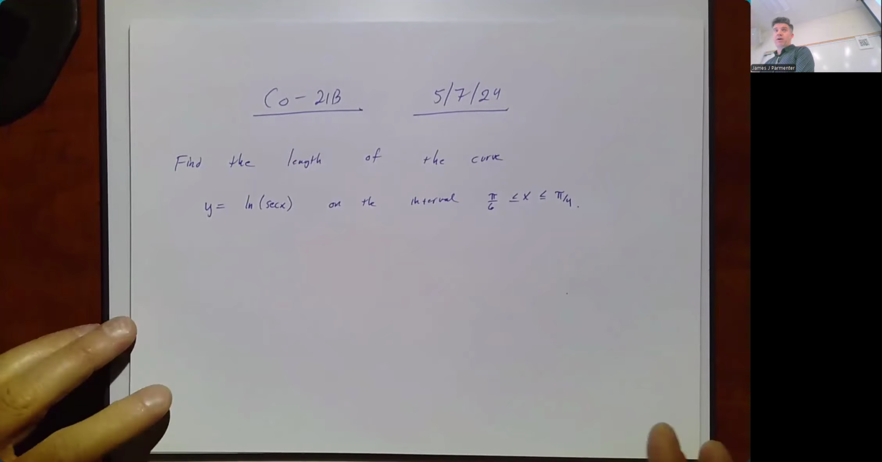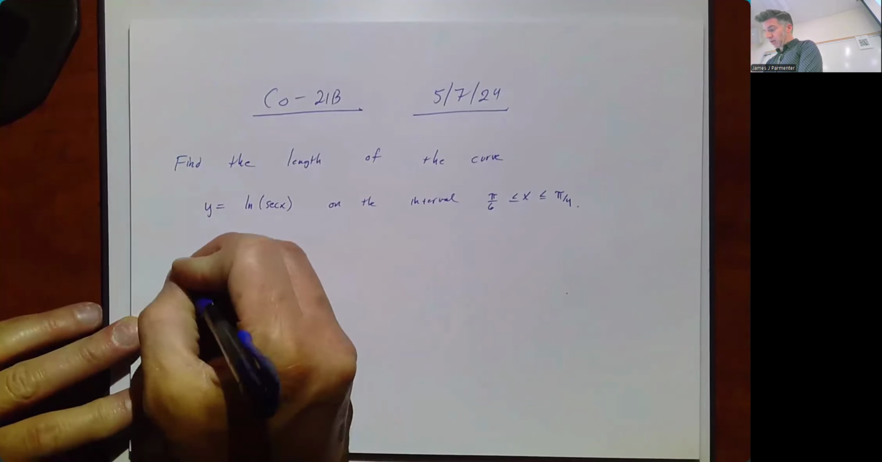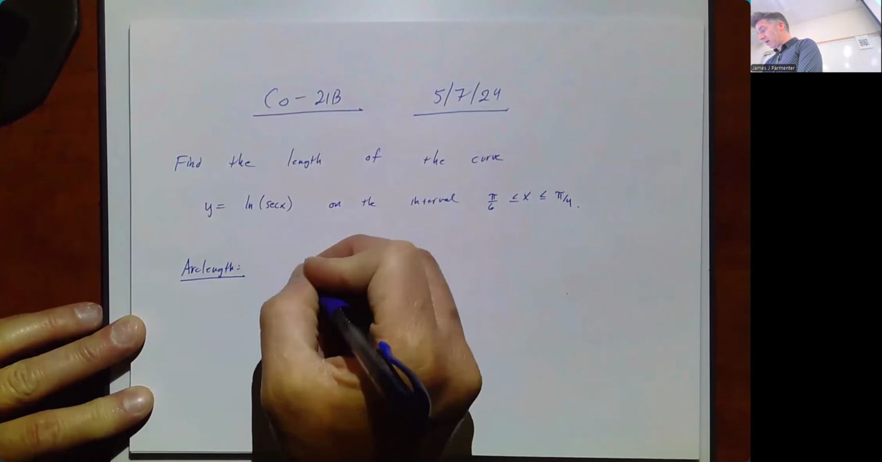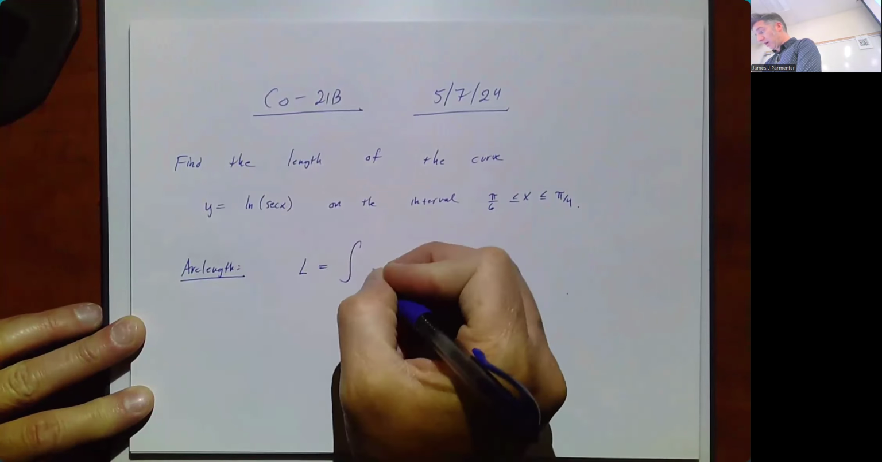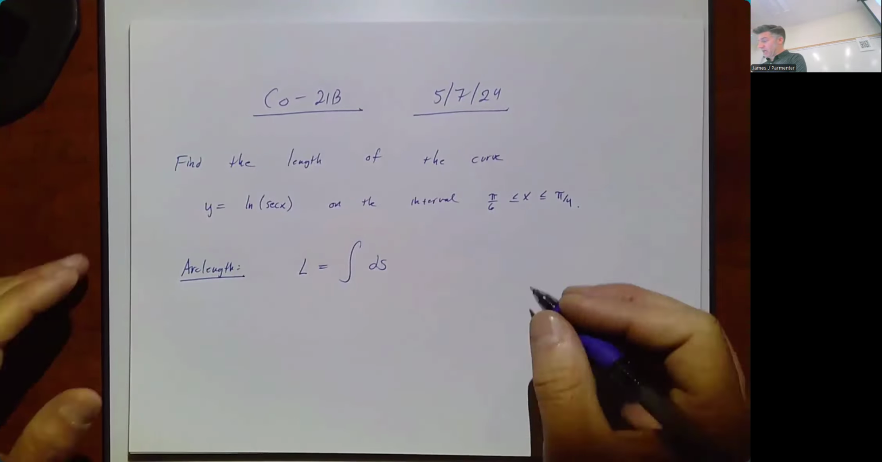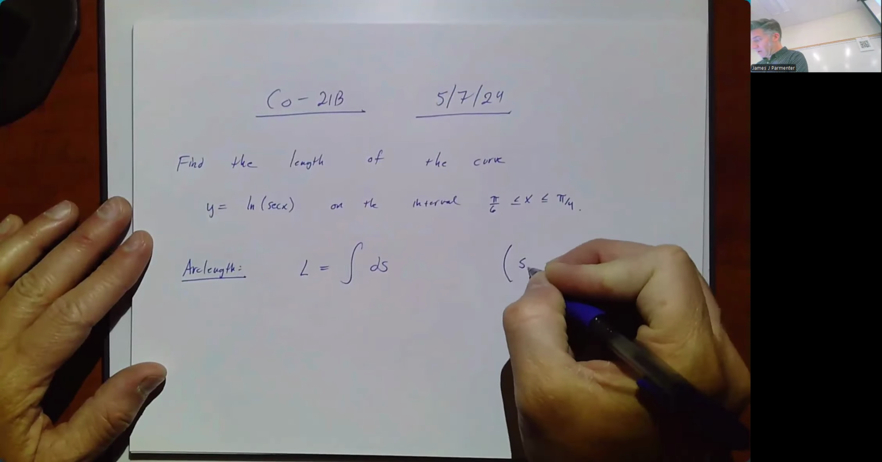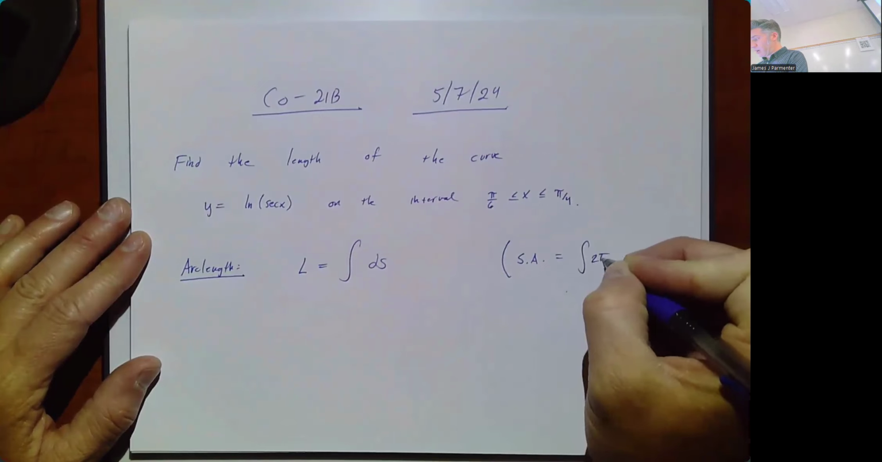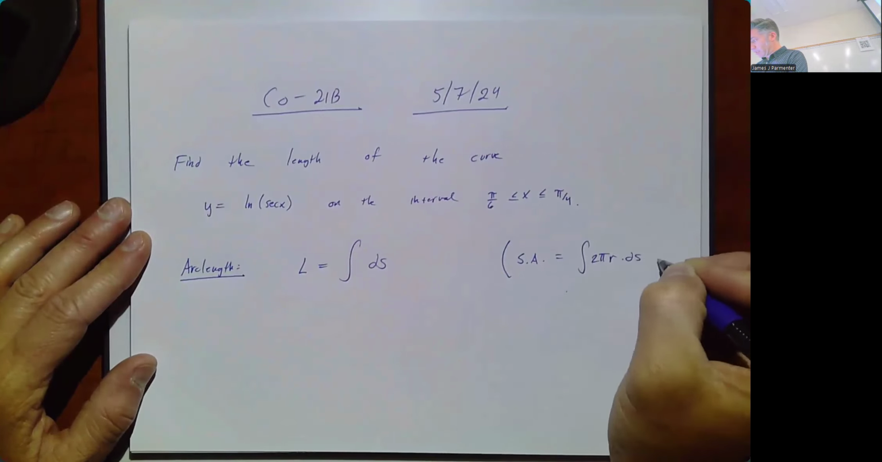So very generically, if you're finding the arc length, we're always going to get L equal to the integral of ds. That's it. Now, we're going to do more with that, but that's always the starting place. And just as a quick aside, if it was surface area, it'd be the integral of 2 pi r times ds.